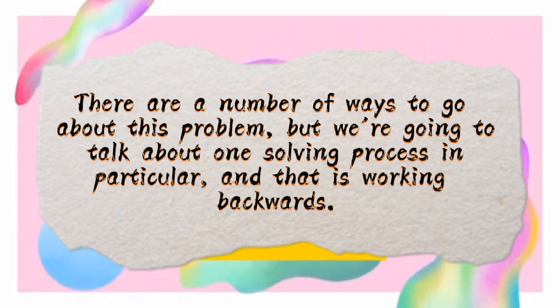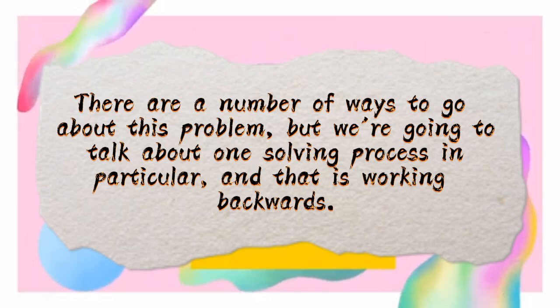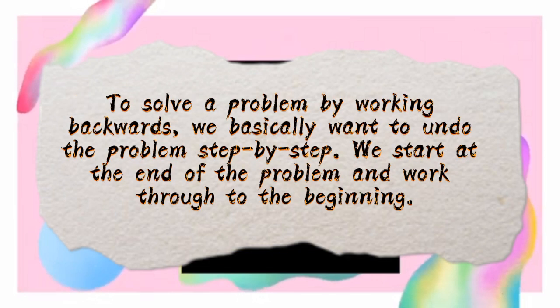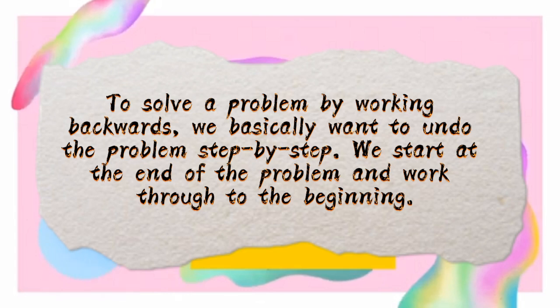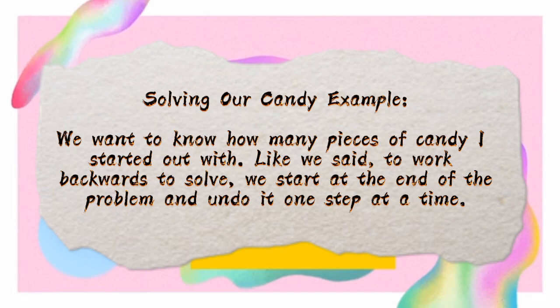There are a number of ways to go about this problem, but we're going to talk about one solving process in particular, and that is working backwards. To solve the problem by working backwards, we basically want to undo the problem step by step. We start at the end of the problem and work through to the beginning. So let us solve our candy example. We want to know how many pieces of candy Dan started out with.